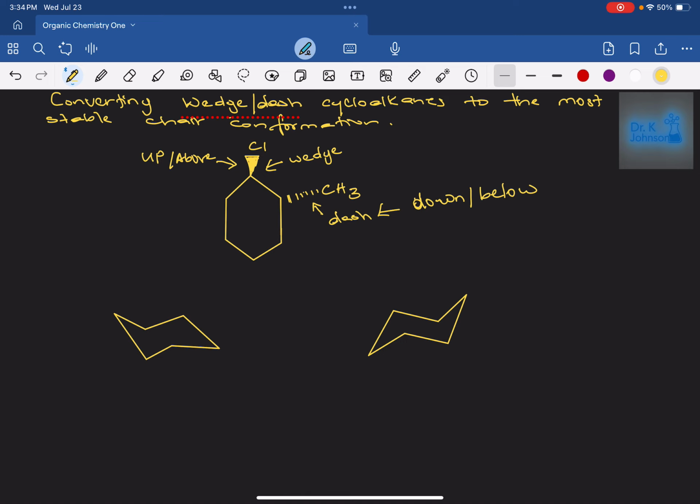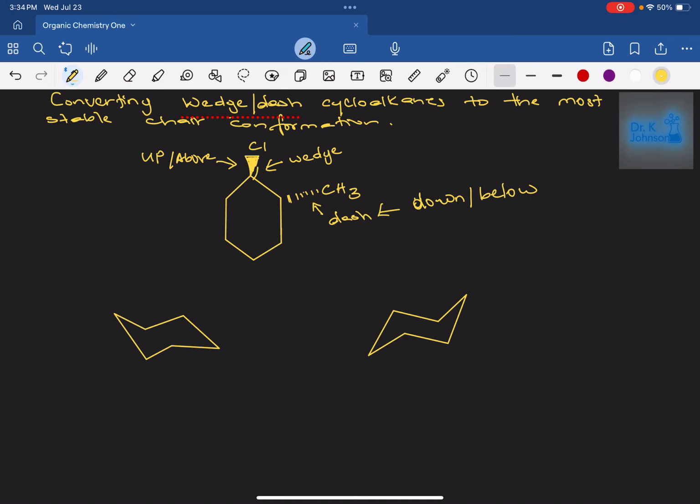Now, when you're asked to convert a planar flat cycloalkane with substituents that are shown wedge and dash, and you're asked to draw the most stable chair conformation, this is how you approach that particular question. Draw your two chair conformations. If you have forgotten, go back to drawing chairs. It's those parallel lines. Draw the two sets of parallel lines, right? I already drew the chairs. Now, this is what you do next.